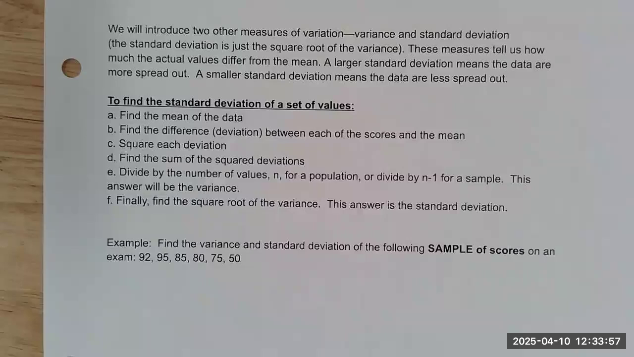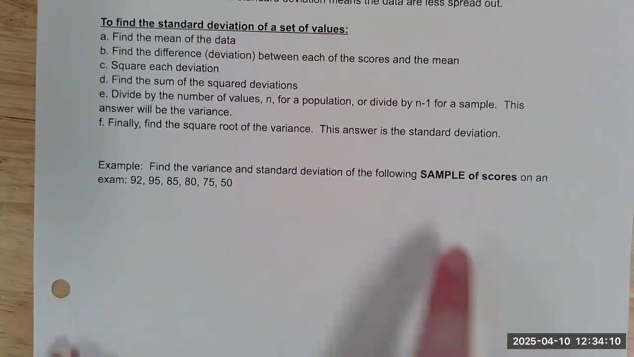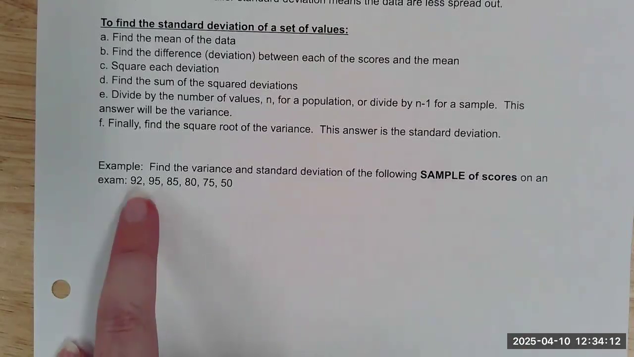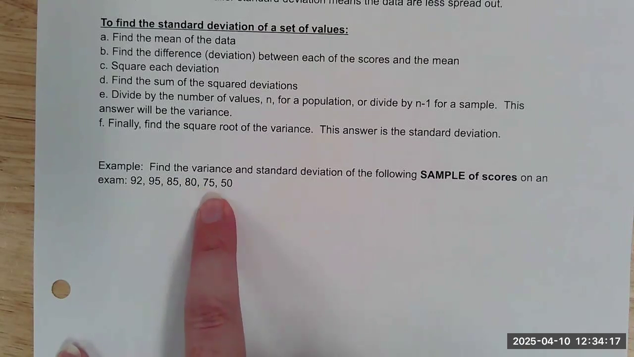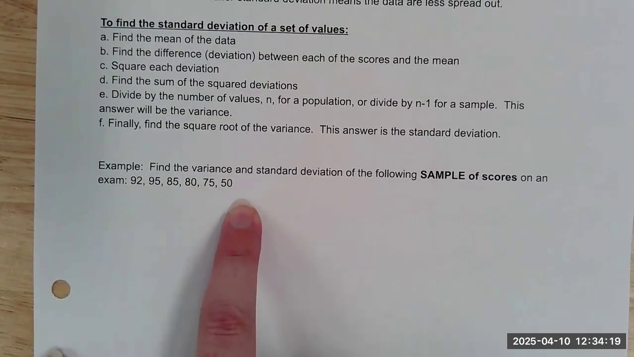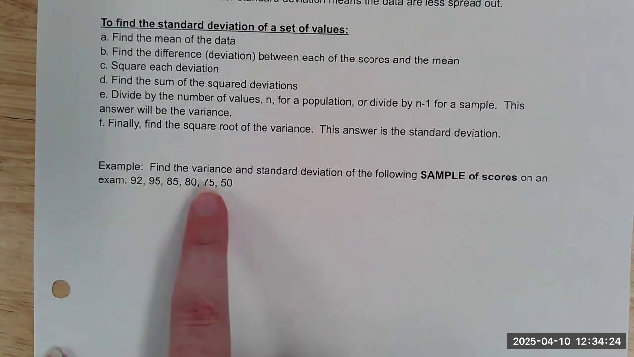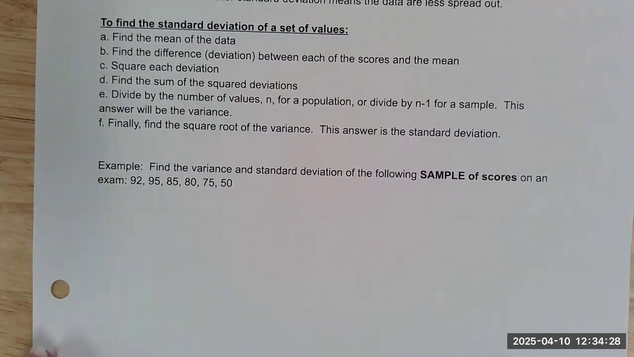The mean. How do I find the mean of a set of numbers? Beautiful. So if I want the mean of these sample scores down here, 92, 95, 85, 80, 75, and 50, we're going to add them all up. And there's 1, 2, 3, 4, 5, 6 of them. We would divide by 6. Is that okay? So let's do that.